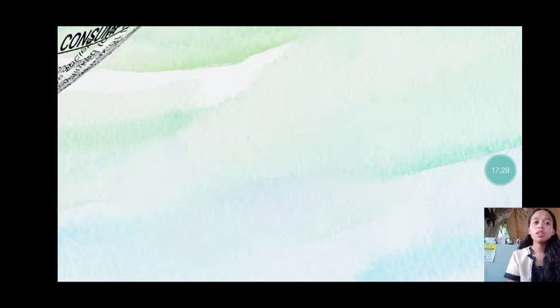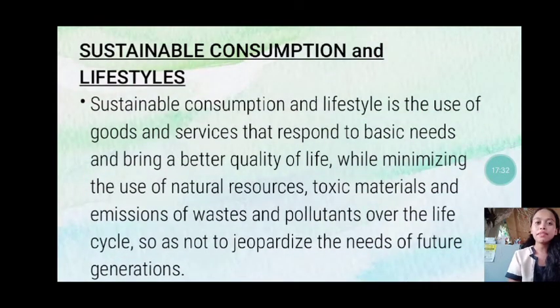So, how is it related in sustainable development? So, sustainable consumption and lifestyles. So, in sustainable consumption and lifestyles, it is the use of goods and services that respond to basic needs and bring a better quality of life while minimizing the use of natural resources, toxic materials, and emissions of wastes and pollutants over the life cycle so as not to jeopardize the needs of future generations. So, that's the number one aim of sustainable development, diba? That we will be able to utilize the resources that we have today without compromising the ability of the next generations to provide their own needs.